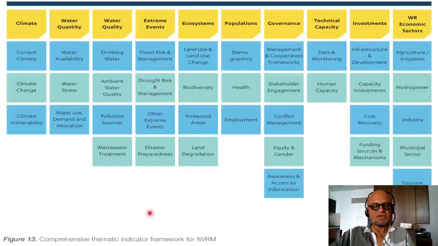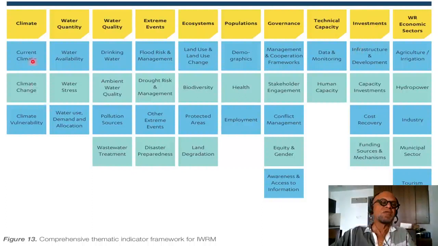Okay, this is a comprehensive thematic indicator framework from integrated water resource management. So this is climate, water quality, quantity, extreme events and how they affect water, ecosystems, populations, governance, technical capacity, investments needed, and water resource economic sectors.